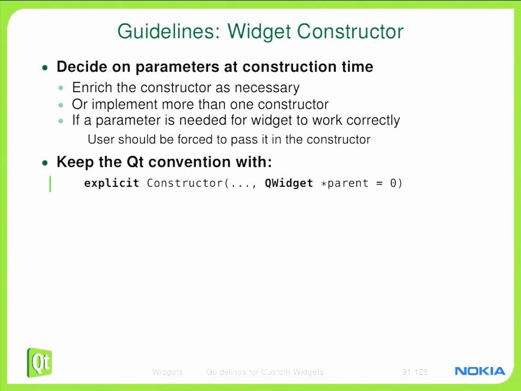Another thing that is important with regard to our constructor is that we stick to the Qt convention. If it's a constructor that only takes a single argument, then you should use the explicit keyword to avoid implicit conversion. And of course, it's always important that you take the QWidget parent pointer as the last argument, and that you initialize it with 0 by default.